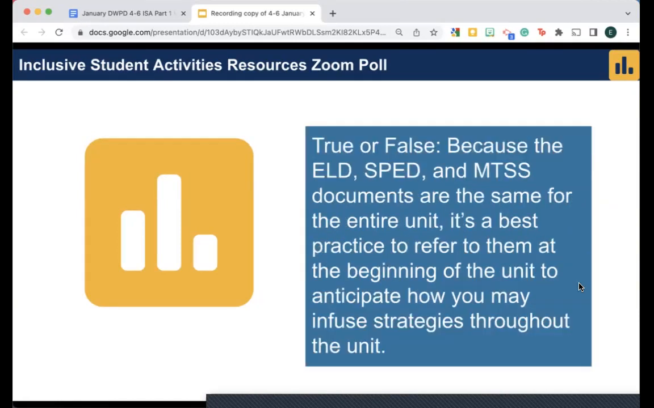True or false? Because the ELD, SPED, and MTSS documents are the same for the entire unit, it's a best practice to refer to them at the beginning of the unit to anticipate how you may infuse strategies throughout the unit. That one's true. I'm not saying only refer to it at the beginning, but definitely refer to it at the beginning, because that way you can take down some notes. Ooh, I should do this when I get to week 3. Ooh, I love this one for next week. Don't forget about those. I know a lot of times those documents are kind of ignored. They have some great stuff in them. That math by example in the special education document is an awesome thing to print out.